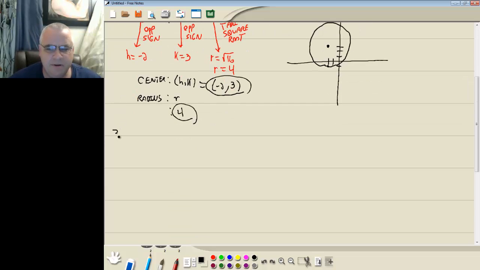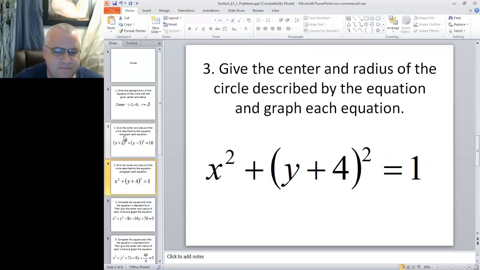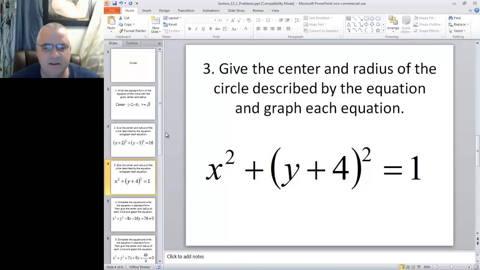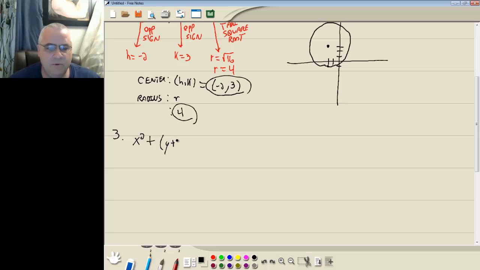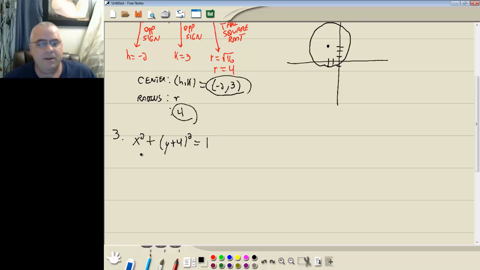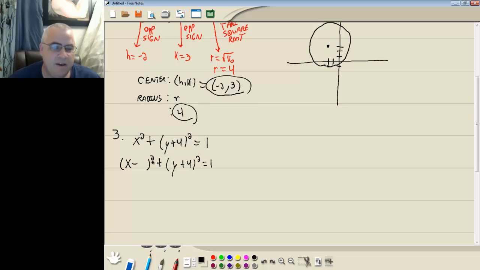Let's take a look at our next problem. We got x² + (y + 4)² = 1. Now we'd like these to either be x plus a number or x minus a number. And we just got an x squared here. Well, you think of some kind of number you can put there such that you don't change its original value. And we can put a 0 there, because x minus 0 is x, and x's second power gives you your x squared. So we've rewritten it, but we haven't actually changed its value.